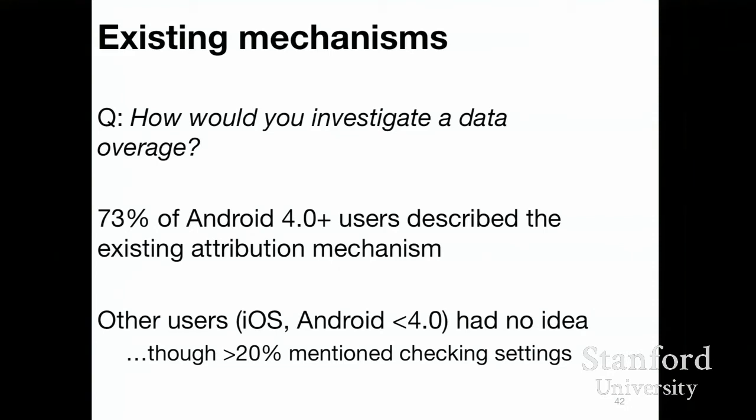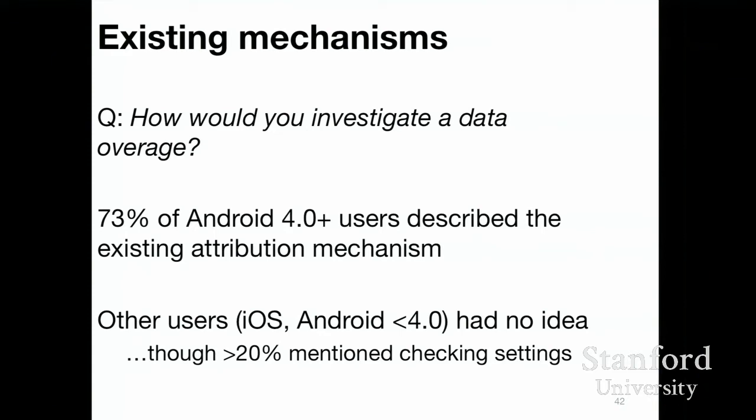So we provided a scenario and asked how they would investigate a data overage, and we had an open-ended text box for them to describe what they would do on their device. Then we split people based on what OS they used on their device. What we found was that almost 3/4 of people who had this feature were aware of it. In that open-ended text response, they succinctly described going into settings, clicking data usage, and investigating that way. People who didn't have this feature really had no idea. A lot of them, over 20%, said that they would check the settings panel because they thought that would be an intuitive place for this, but unfortunately they didn't actually have that feature.